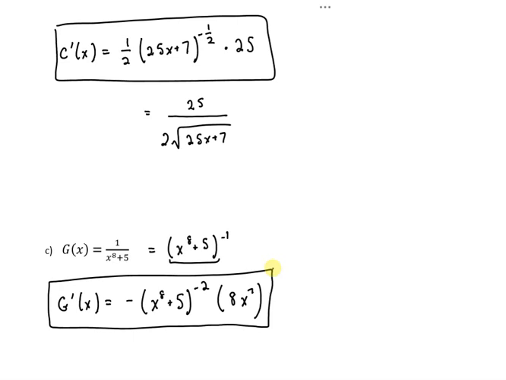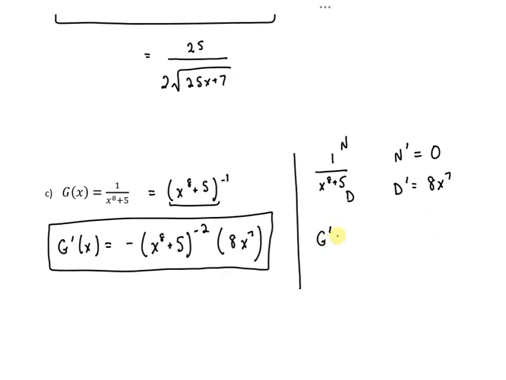If you want to do it as a quotient rule, you can. So then you would have the 1 would be the numerator, the x to the 8th plus 5 would be the denominator. The derivative of the numerator, it's just a constant, so its derivative is 0. The derivative of the denominator is 8x to the 7th. We'd have g prime is equal to low d high minus high d low, square the bottom, and there we go.